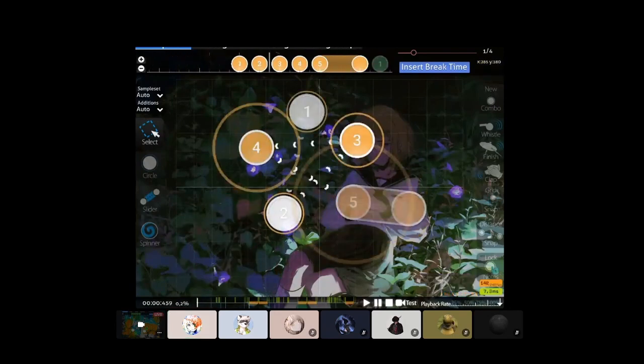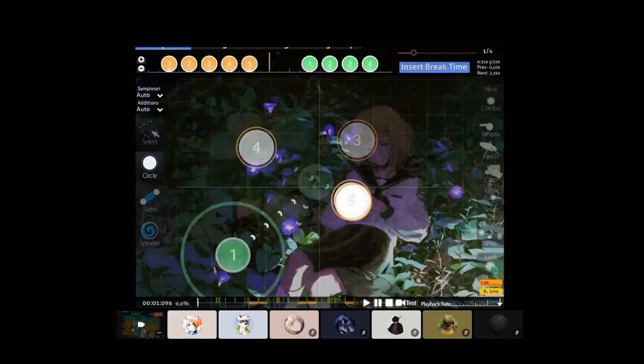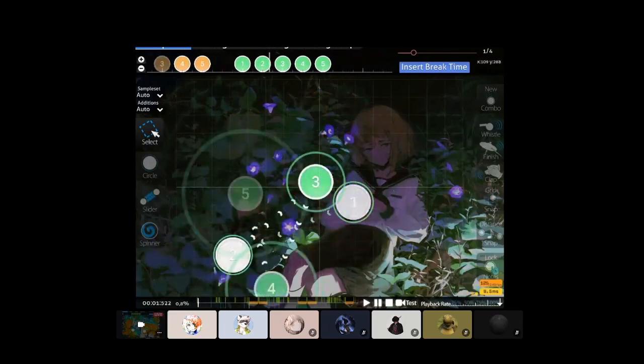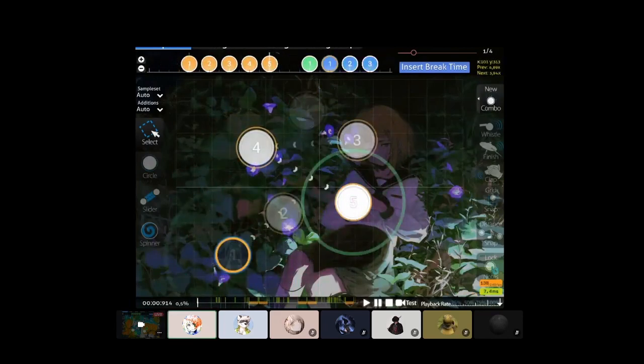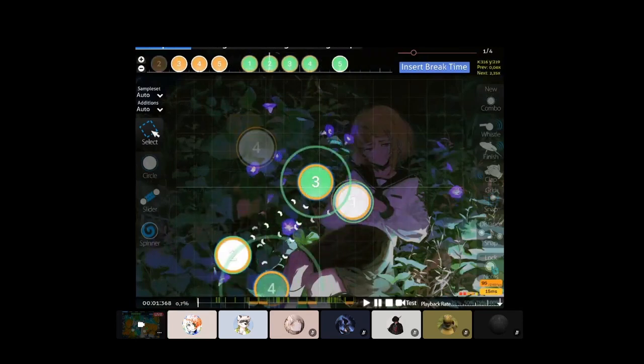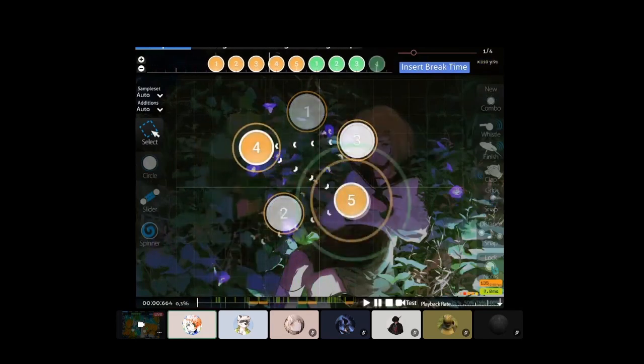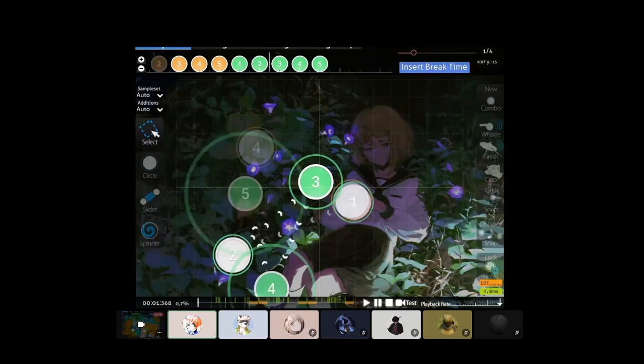Okay, next one. Next idea would be a rest moment like this instead. Like a 1-1 gap or something. I guess technically speaking, this would also work if it's just a half beat stack.